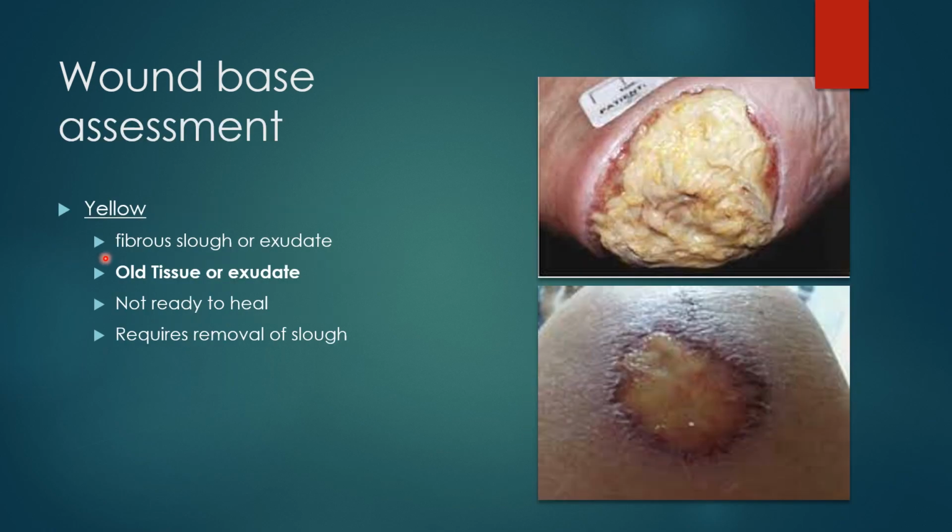You may see a yellow base. A yellow base is from a wound that is not ready to heal, and this is due to a fibrous slough, old tissue, or exudate. This exudate or old tissue needs to be cleansed and removed, but it might take time. For a wound that has non-viable tissue, a nurse needs to include the amount or percentage and the appearance of the color of the viable and non-viable tissues. This will assist the nurse in developing an appropriate plan of care based on the wound's healability.